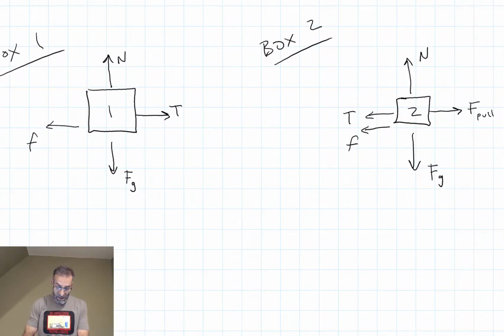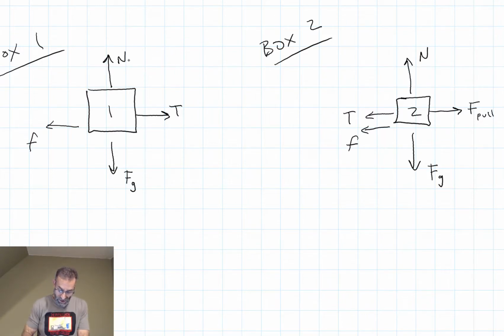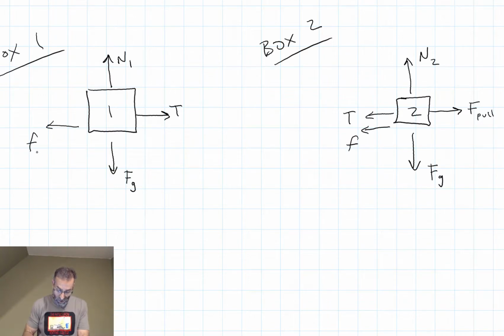When I look at this, I see I have a normal force and a normal force. But those two normal forces are probably going to be different. I can't call them both the same thing if they're different. So I'm going to call this one N1, the normal force on box 1, and this one N2, the normal force on box 2. I've got two friction forces. Those two friction forces are probably different. I'll call this one F1 and this one F2.